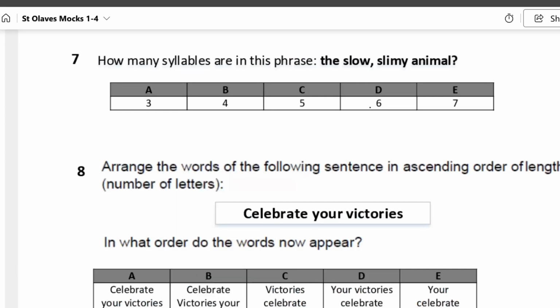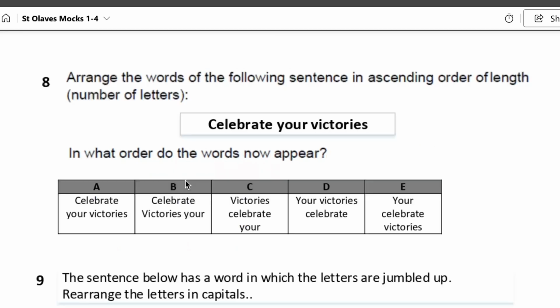How many syllables are in this phrase? I'm going to do a dot for each one. So the, slow, sly, me, near, mole. How many syllables in total? We have 1, 2, 3, 4, 5, 6, 7. Therefore, our answer will be 7.